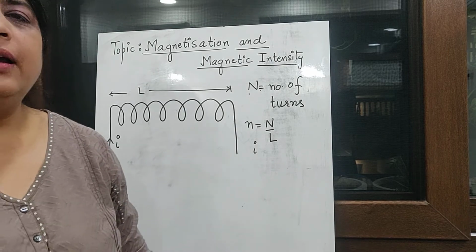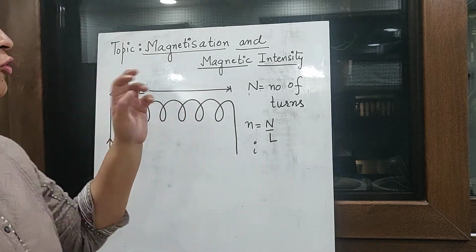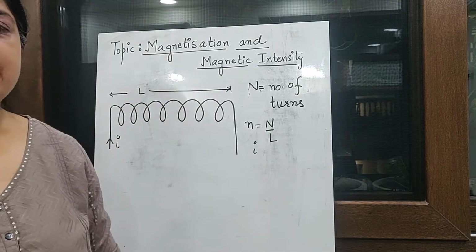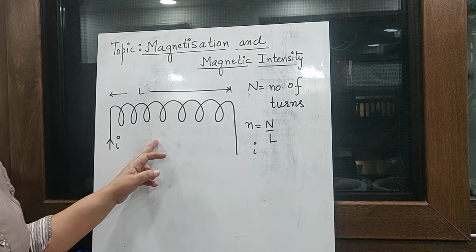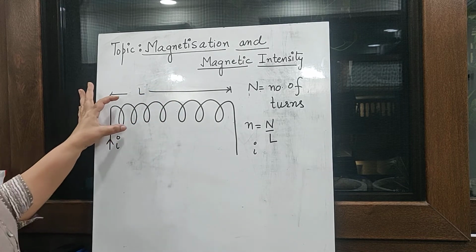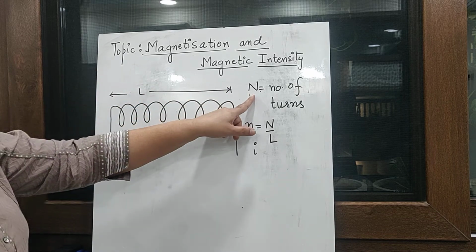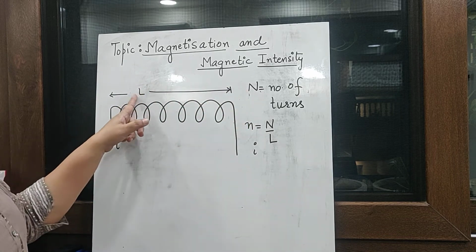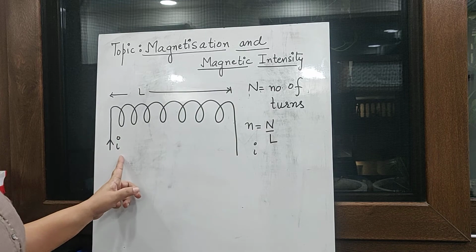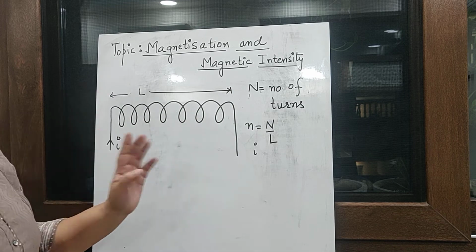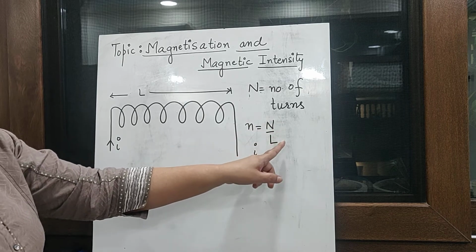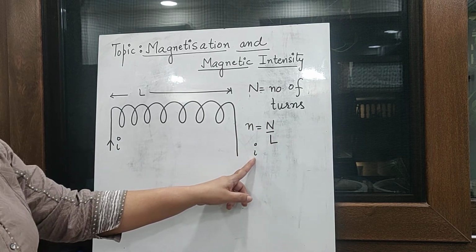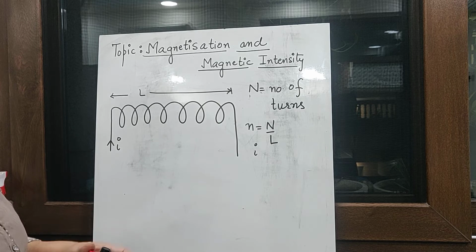Hello everyone. In this video we will be learning about magnetization and magnetic intensity. And to understand this, I have drawn a solenoid over here. So this is a solenoid having N as the total number of turns, L as its length, and I is the current flowing through it. Now small n can be written as N upon L, that is number of turns per unit length, and I have already stated I is the current flowing through it.